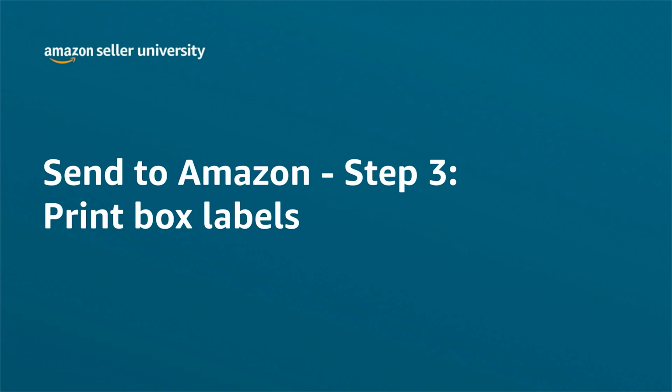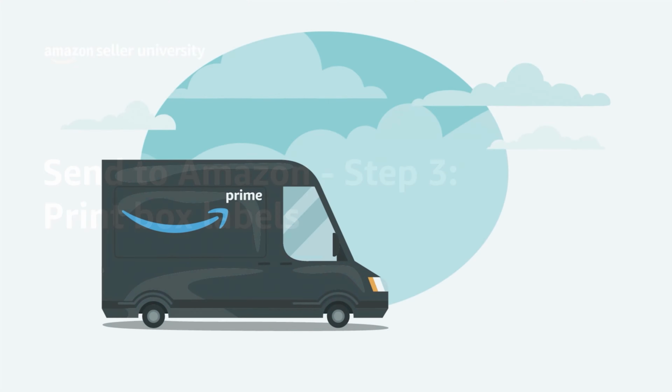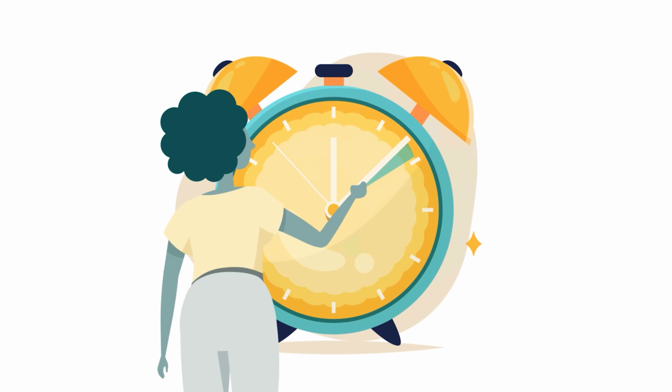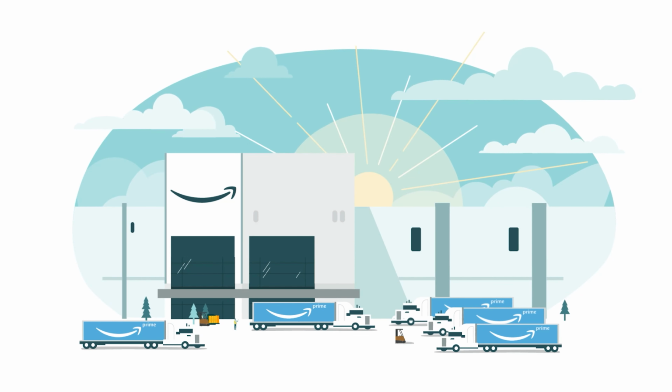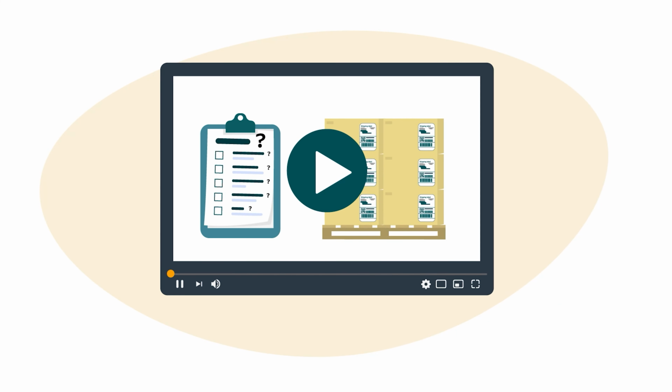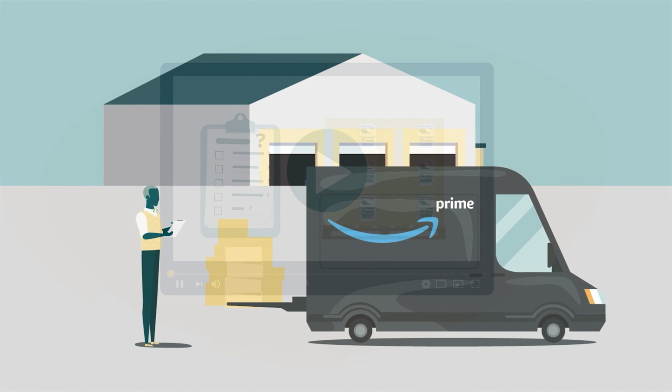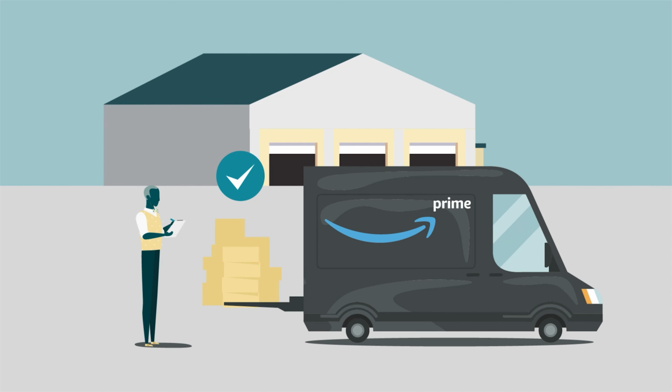Welcome to our video on Step 3 of Send to Amazon, a streamlined shipment workflow that saves you time by simplifying Fulfillment by Amazon, or FBA shipment creation. This step involves printing your box labels. By this time, your shipments have been confirmed in Step 2.